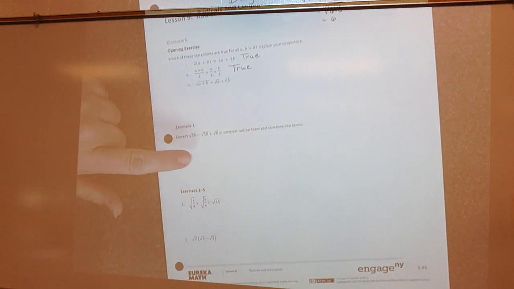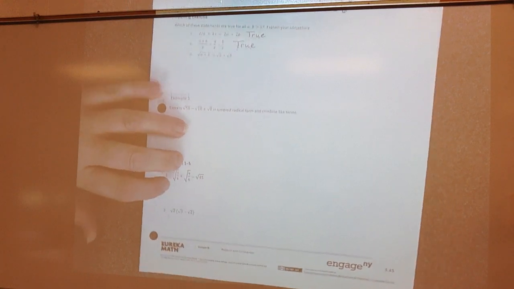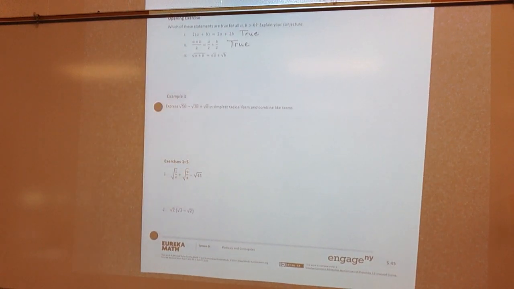But let's look at the third one. The square root of A plus B is equal to the square root of A plus the square root of B. Will this ever be true? It's actually going to always be false. Alright, and we're going to show that. But let me give you an example for just a second.